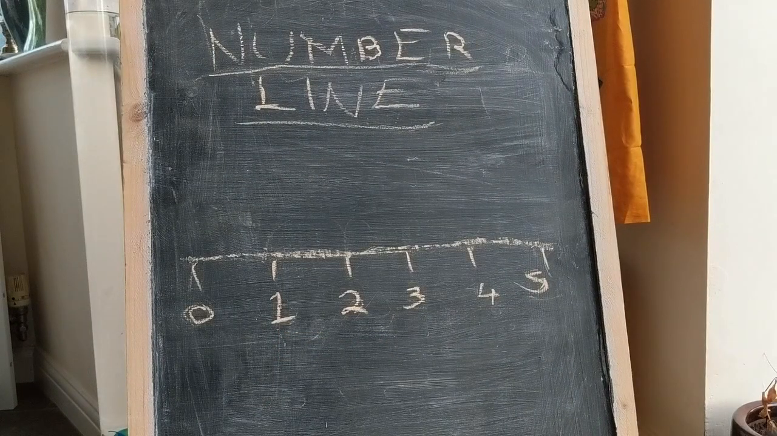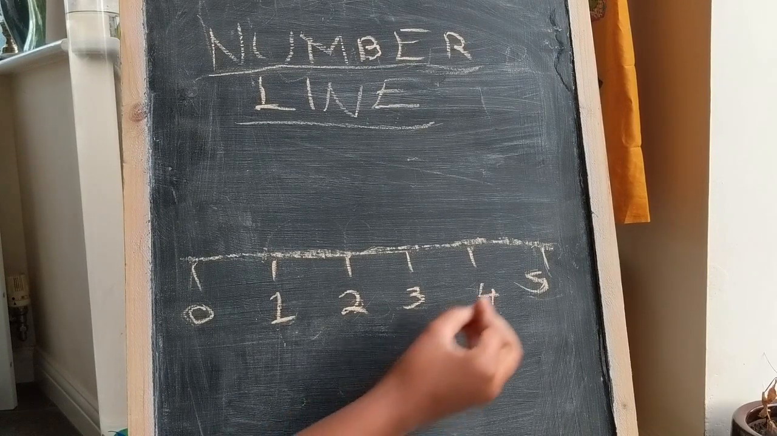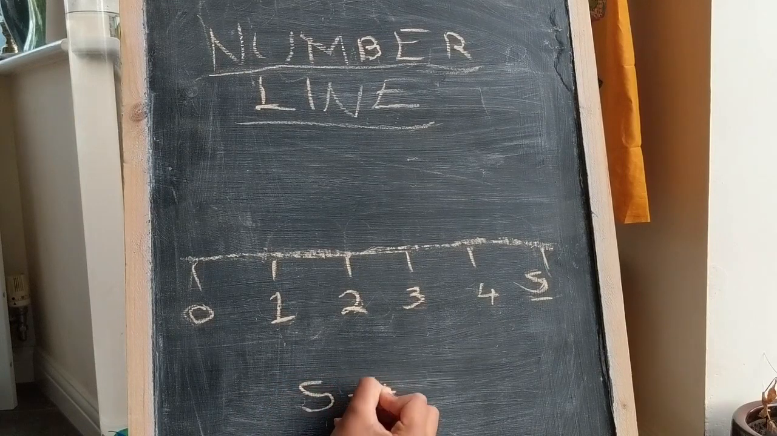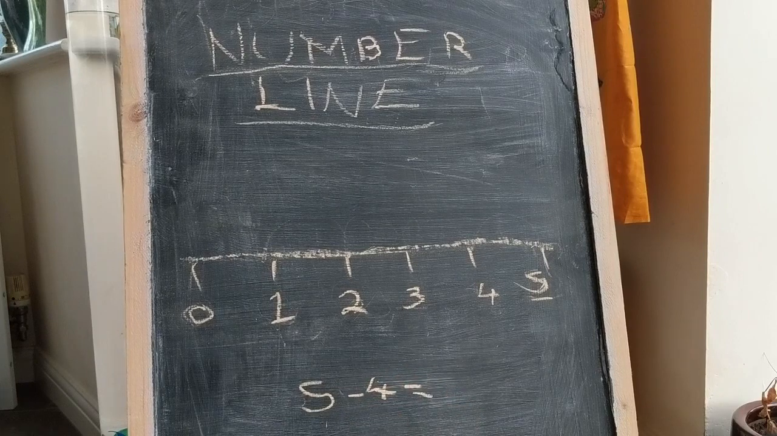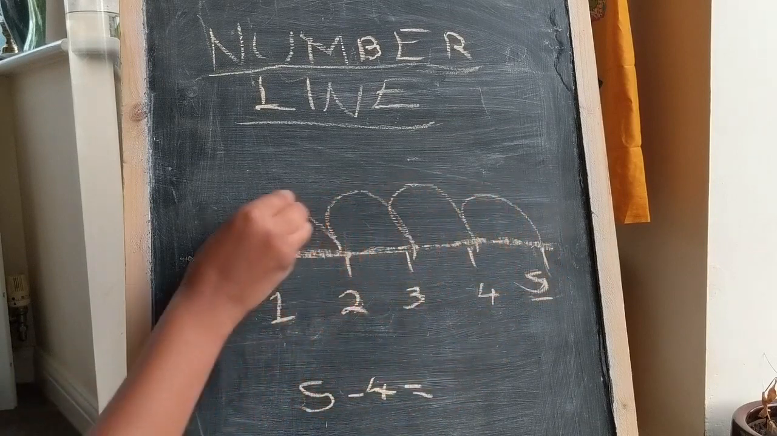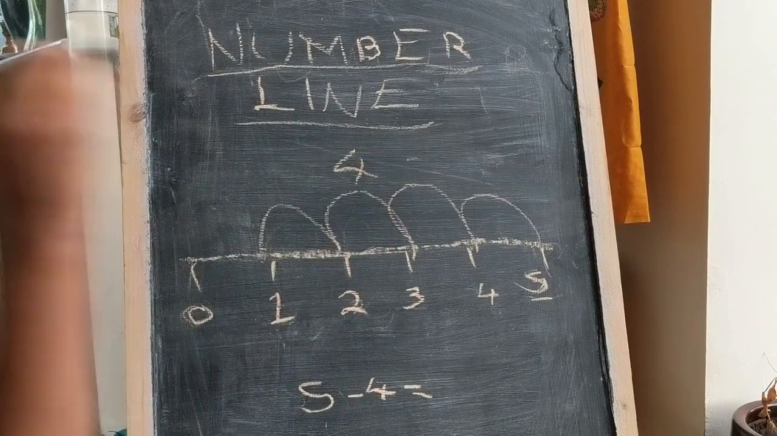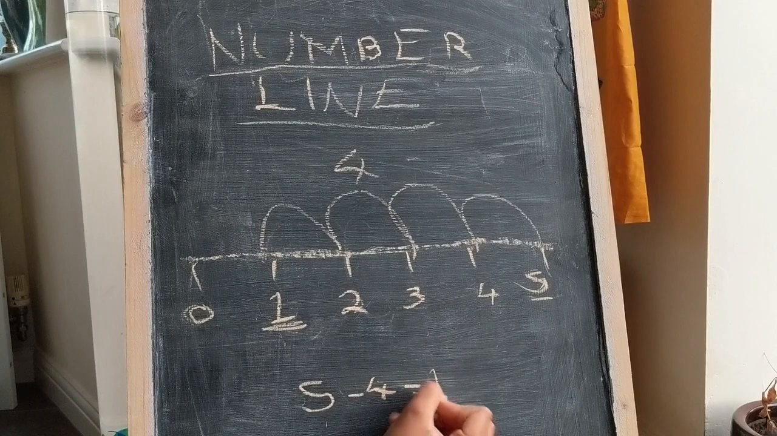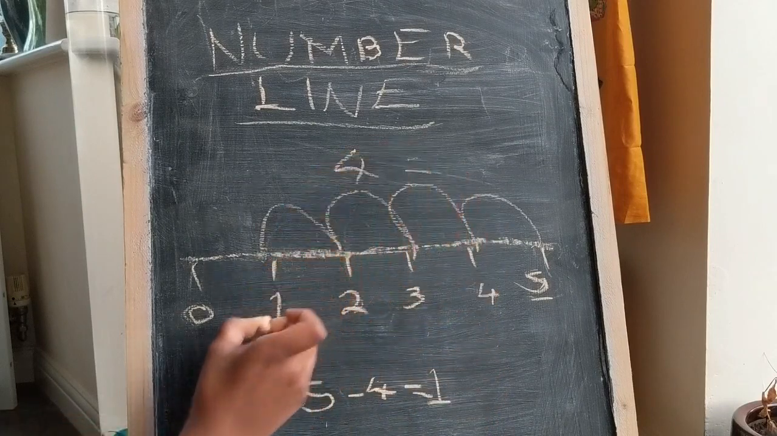Now let's look at another operation that a number line can help us with: subtraction. If I have 5 books and I give away 4 of them, how many do I have left? So that is 5 books subtract 4 books, and we need to find out what that is. Since we are subtracting 4, we have to jump back 4 steps. So that's 1, 2, 3, 4. That's 4 steps, and we've ended up at 1. So that's the answer. 5 subtract 4 equals 1.